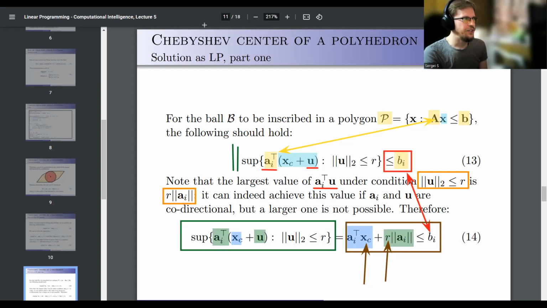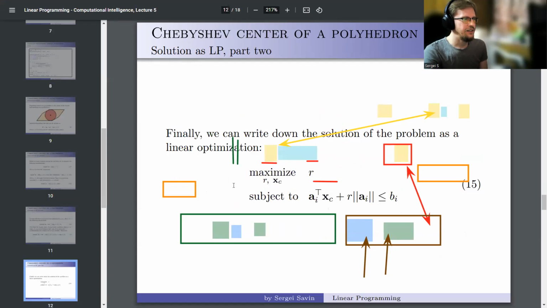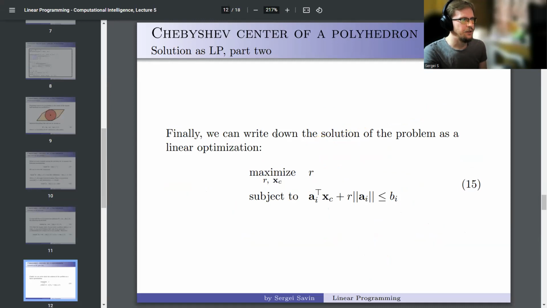So with that, what we get is this expression. We maximize r, so we maximize the radius, where the decision variables are r and xc, subject to the expressions that we saw previously. And that is the solution to the Chebyshev center of the polytope problem.